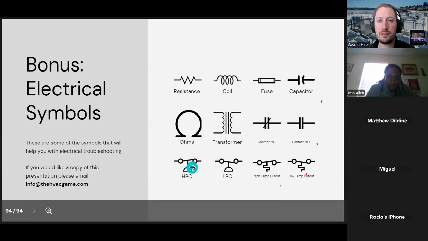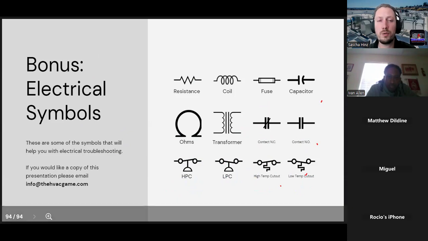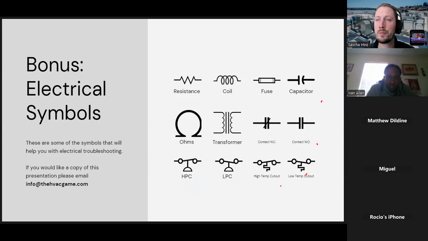The way to identify these is usually if they're high pressure, they're closed, and when the pressure goes up, they open, and the other way around like this. So it just hopefully helps you to navigate electrical wiring diagrams. I wanted to give that to you.